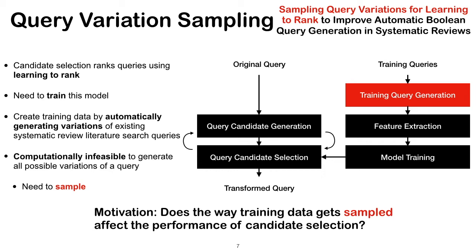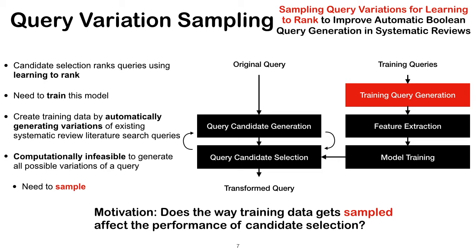The final point to cover is query variation sampling, which is the main focus of this talk. Our model to automatically refine queries uses learning to rank for the candidate selection process. However, first a learning to rank model must be trained. The way we obtain training data for learning to rank is to automatically generate variations of queries. Unfortunately, this process is computationally infeasible, as the space of query variations, even for a single query, is astronomical. Therefore, we must sample the variations in some way to reduce the computational load.